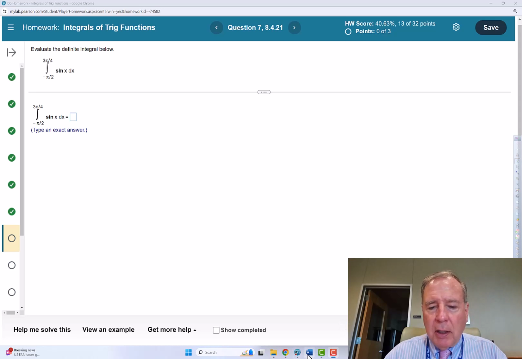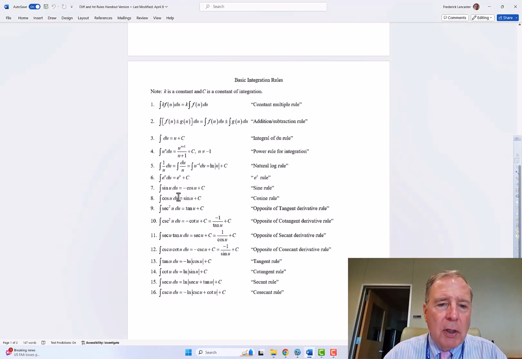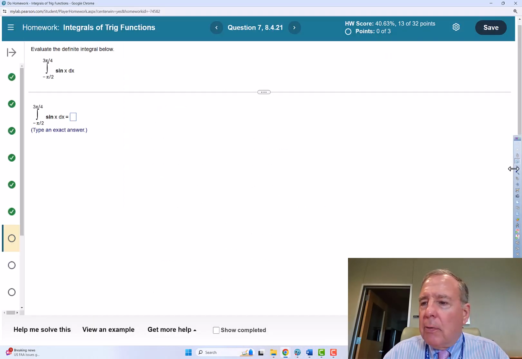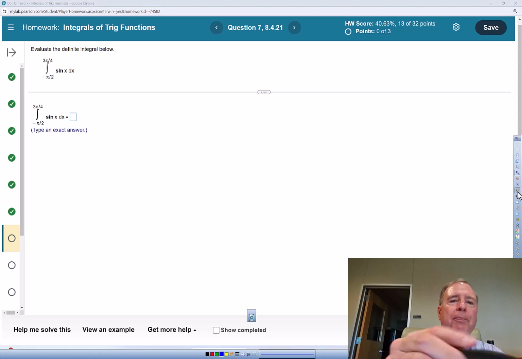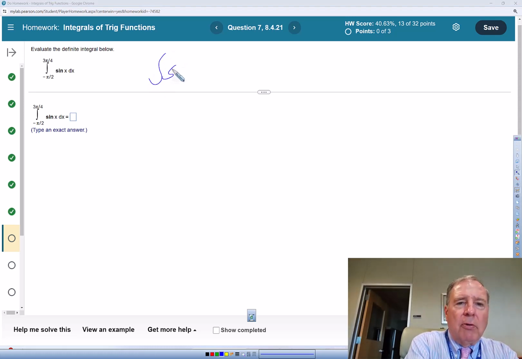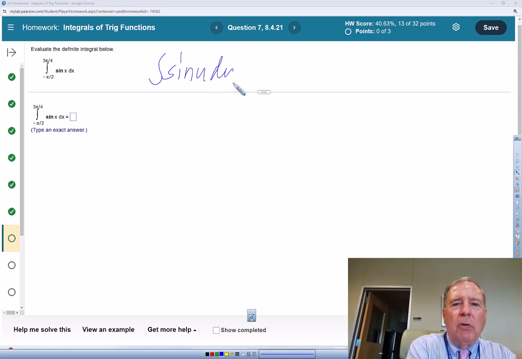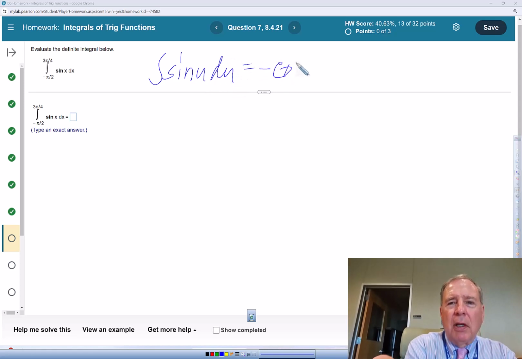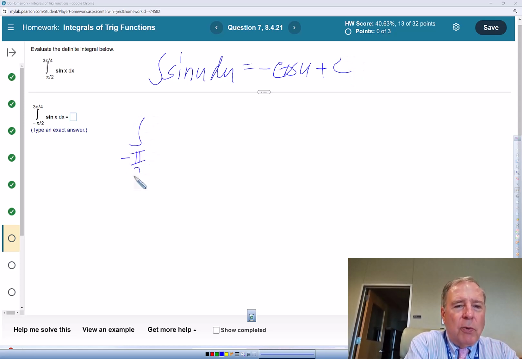So let's check the rule that we're going to use. The integral of sine is negative cosine. So we'll go back and write that rule down. The integral of sine of u du is negative cosine of u plus c. So we're going to do the definite integral this way.